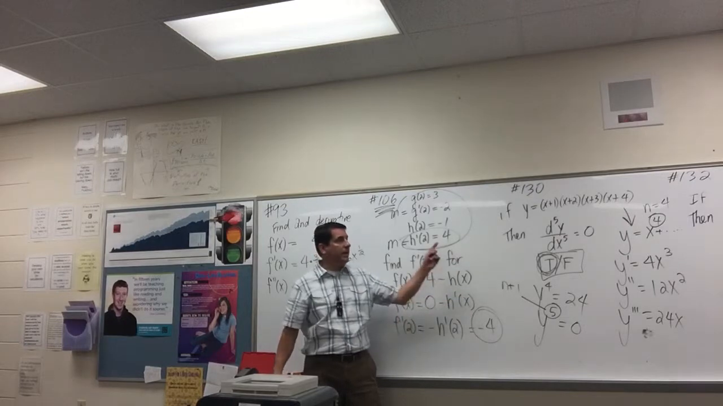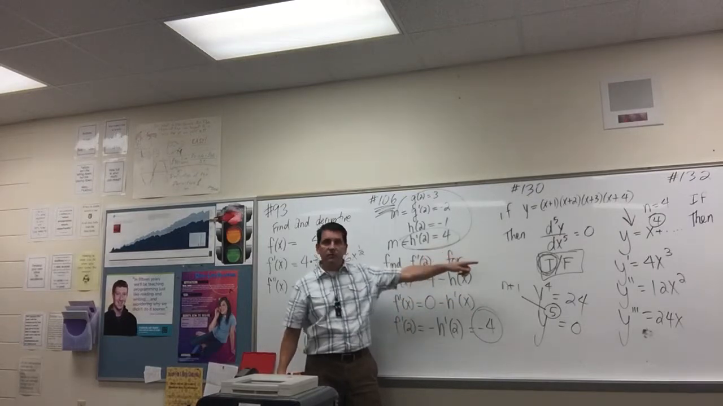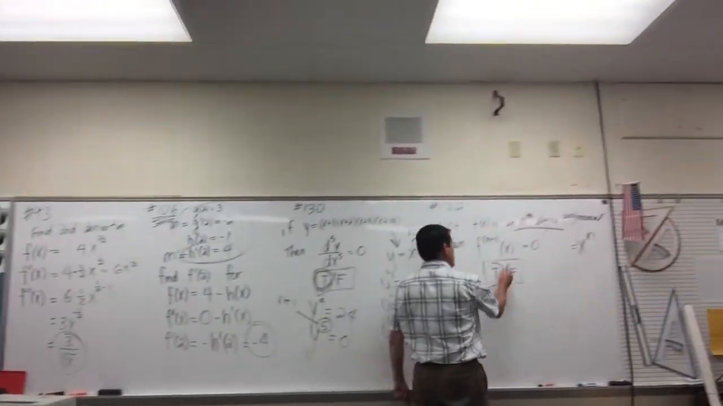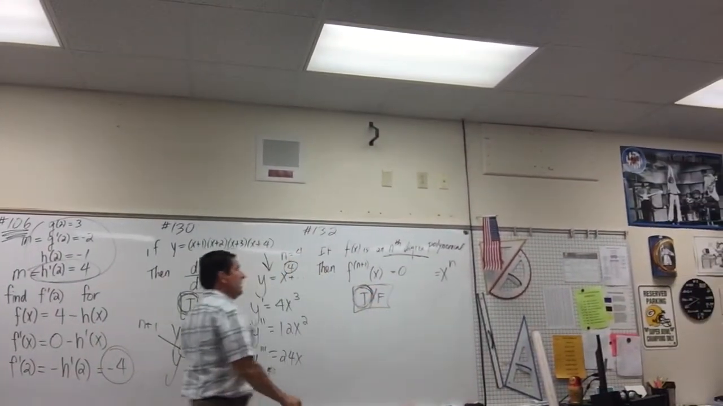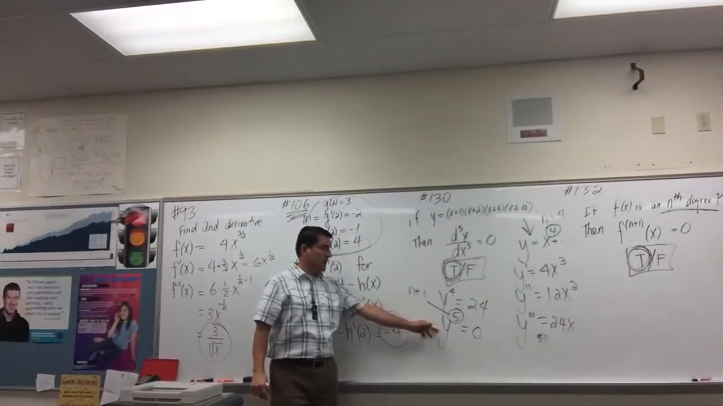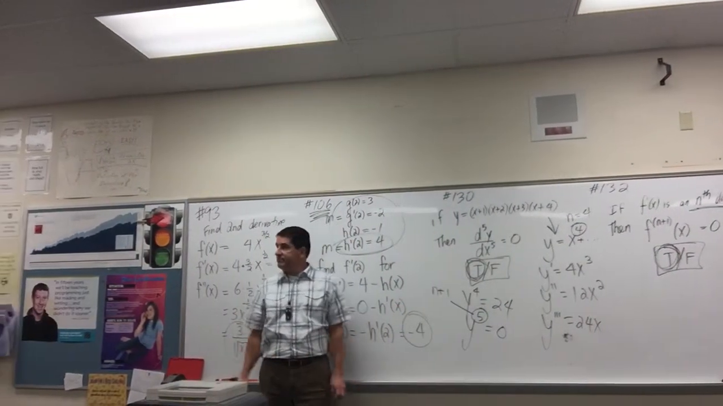So no matter what, this is true. It could be any kind of polynomial. If you take one more derivative than it has a degree, then it's going to be 0 all the time.